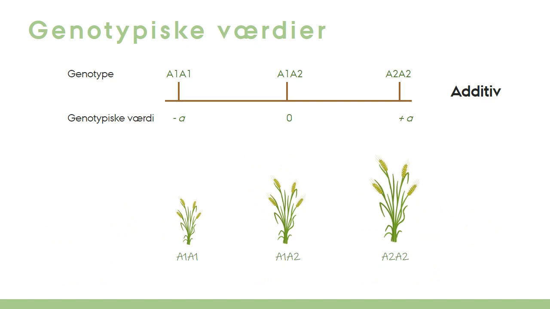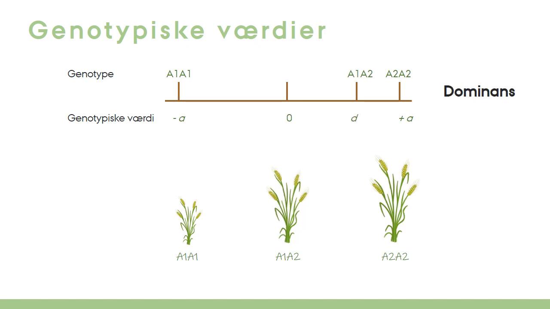In this illustration, we see a typical additive effect. On the top we have the genotypes A1A1, A1A2, and A2A2. On the bottom we have the genotypic value, which in the middle is 0, and if you have A1A1 it's minus A, and if you have A2A2 it's plus A. When you look at the plants below, you can nicely see that if you're A1A1 genotype, you're small. If you're A2A2, you're big. And if you're A1A2, you're right in the middle. Now, this is a perfect example of an additive effect.